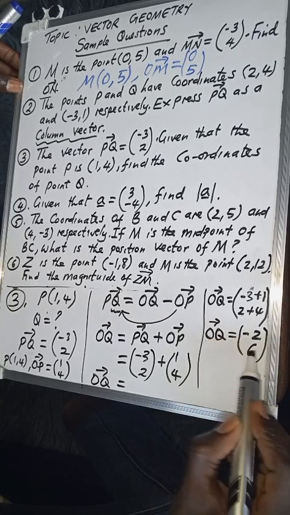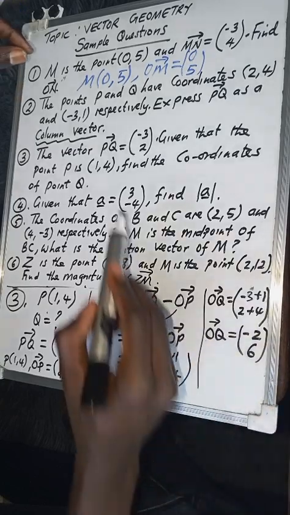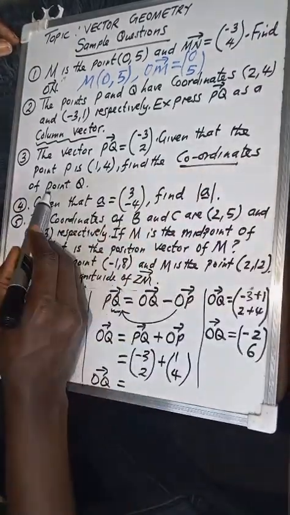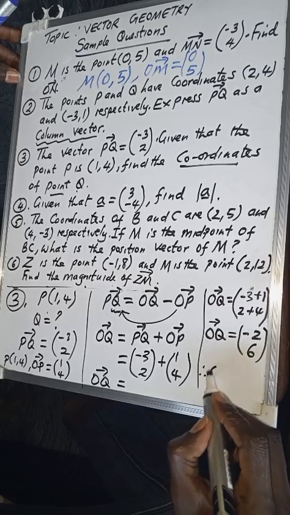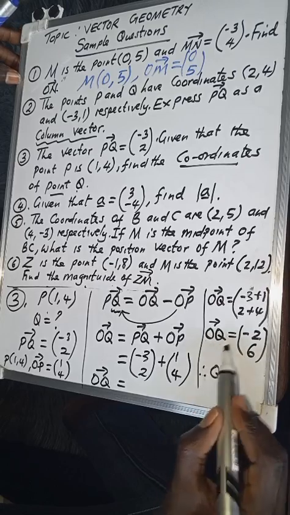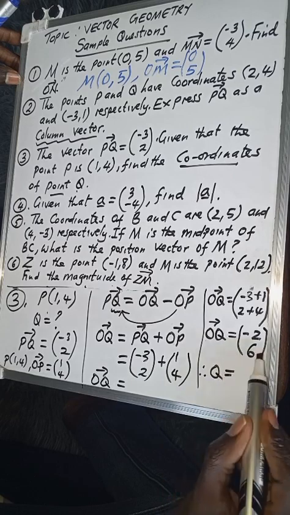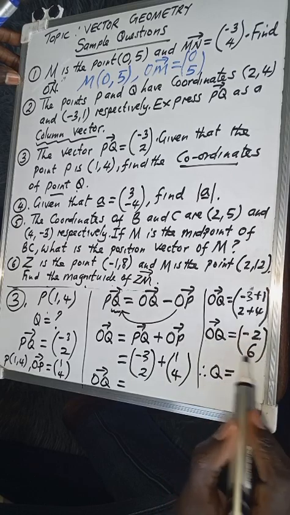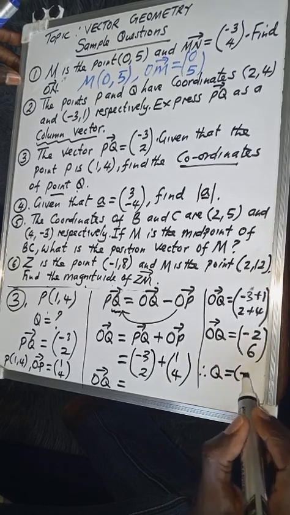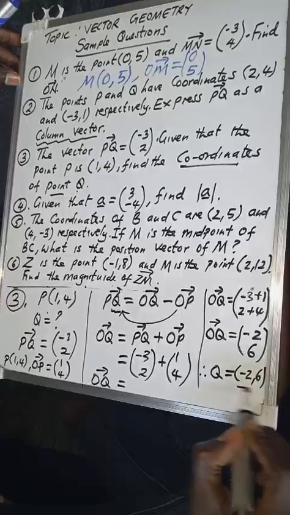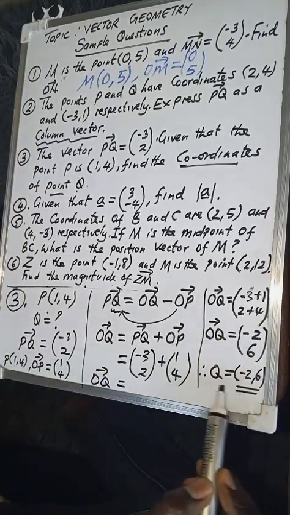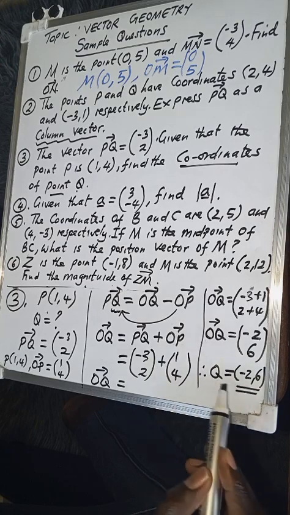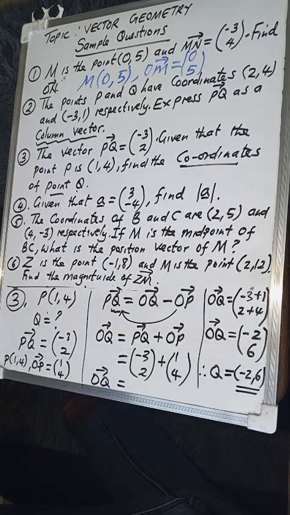Now remember, this is a vector. Because it says find the coordinates of the point Q, you just change this and write them in horizontal form. So that would be (-2, 6). So that is the coordinates of the point Q. Just change this and write them in what we said is horizontal form.